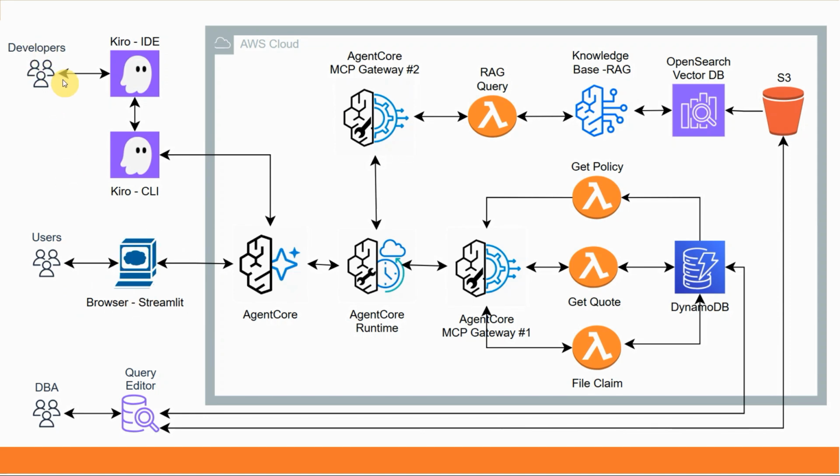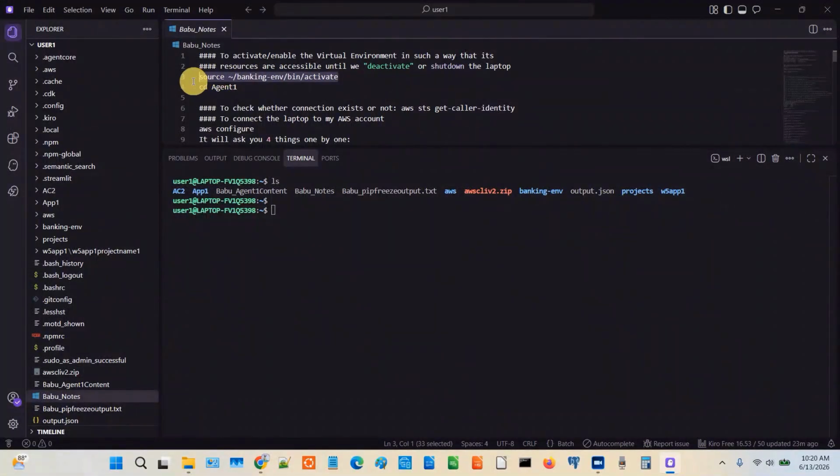Essentially, the developer is going to create the Streamlit file and give it to users, and the user is going to run it through the browser in order to access the AgentCore. So let us go on to the next workshop. Every time you come here, make sure you run this command to enable your virtual environment, otherwise things may not work.